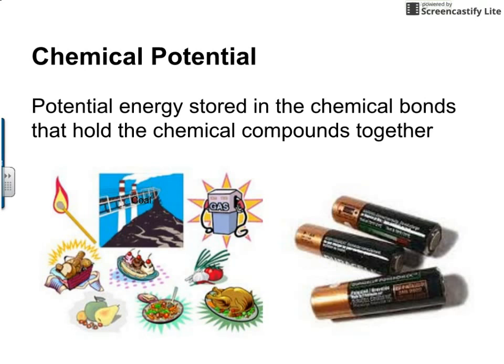We also have batteries. Gasoline is another example. Coal that we burn to produce energy or electricity, that would be another example of chemical potential energy. Even matches have chemical potential energy in the tip that allows them to burn.